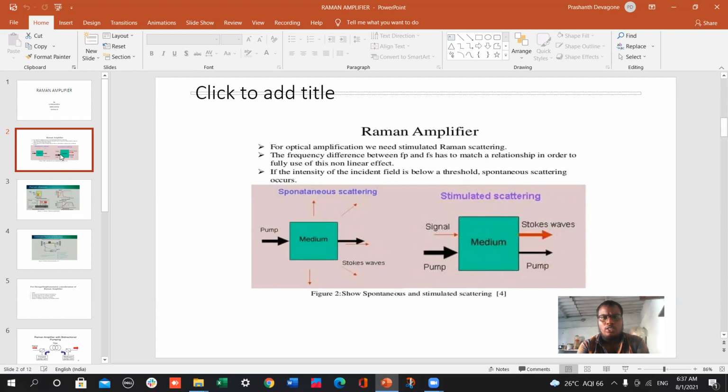There are two figures on this page. One is spontaneous scattering and the other is stimulated scattering. In spontaneous scattering, the optical photons are pumped through a medium and divided into different Stokes waves. In stimulated scattering, the signal is pumped through the medium and the Stokes waves go straight through with the pumps.